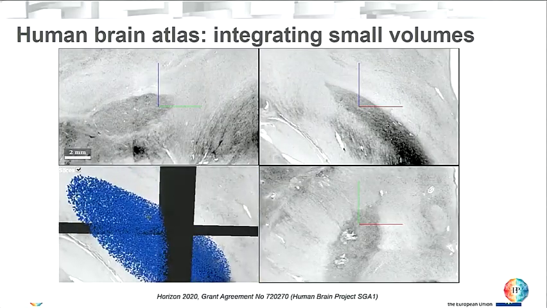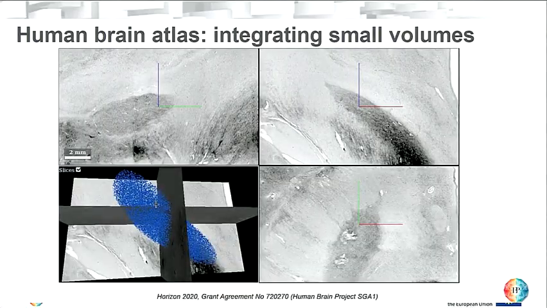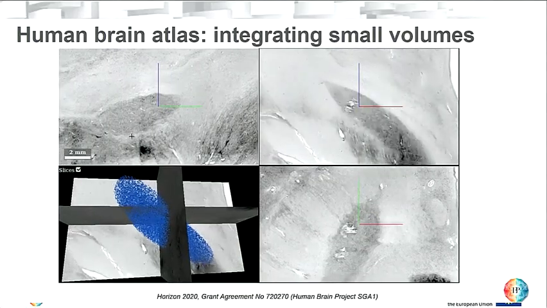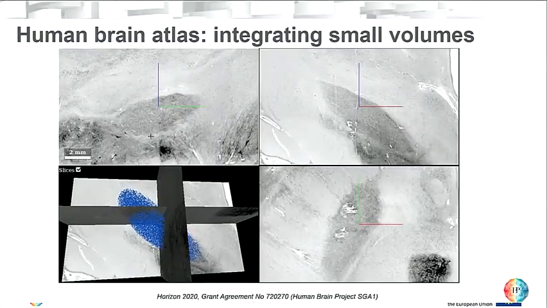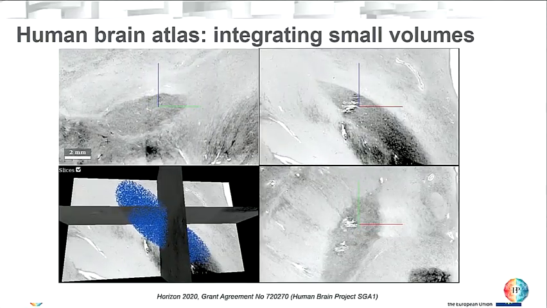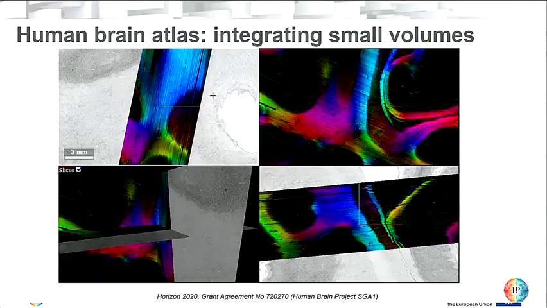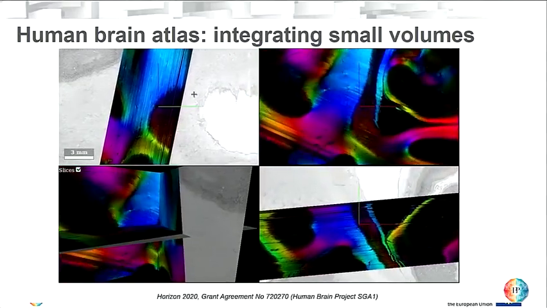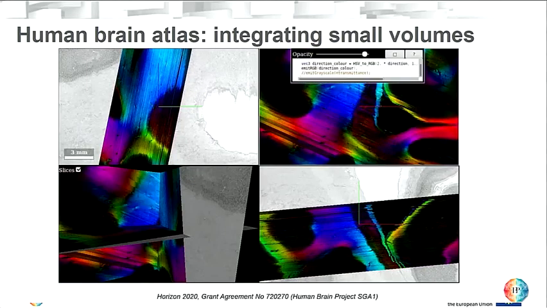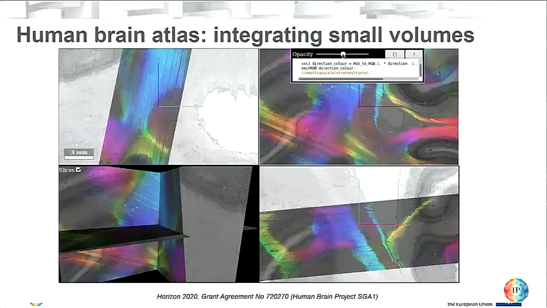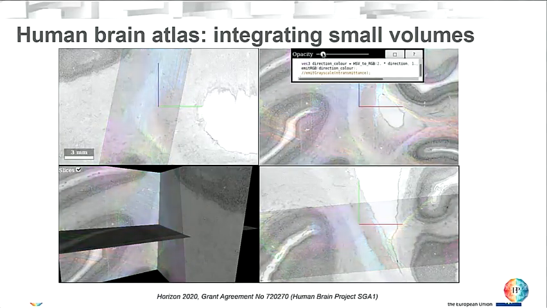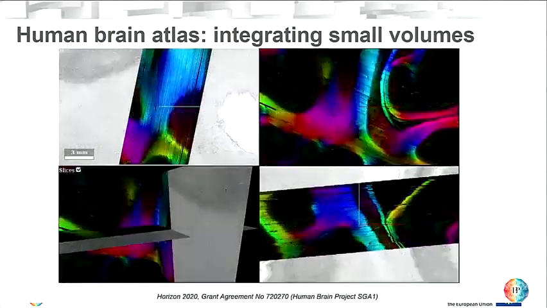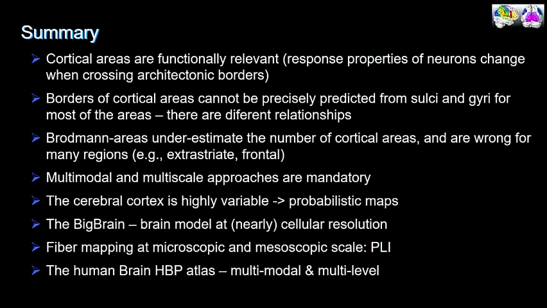And this is a little bit the idea of how we conceptualize future human brain atlases: to combine the different types of information on the different spatial scales with respect to the different modalities in one and the same reference space, in order then to come up with better concepts of what the relationship is between sulcal landmarks and microstructural areas.